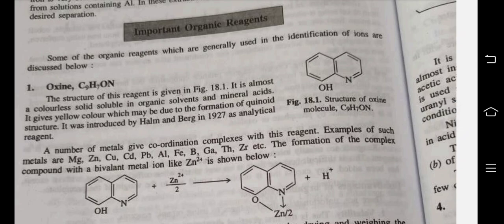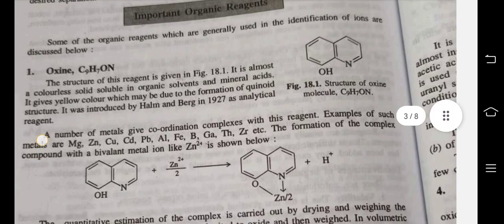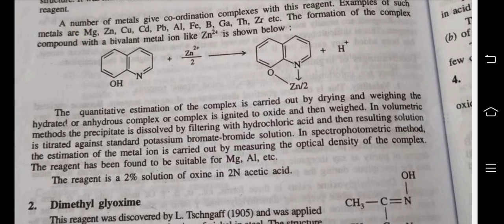First is oxine, whose molecular formula is C9H7ON. It is almost a colorless solid, soluble in organic solvents and mineral acids. It gives yellow color which may be due to the formation of quinoid structure. It was introduced by Hahn and Berg in 1927 as analytical reagent. A number of metals give coordination complex with this reagent. Examples of such metals are magnesium, zinc, copper, cadmium, lead, aluminium, iron, boron, gallium, thallium, zirconium. The formation of the complex compounds with the bivalent metal ions like Zn2+ is shown below.